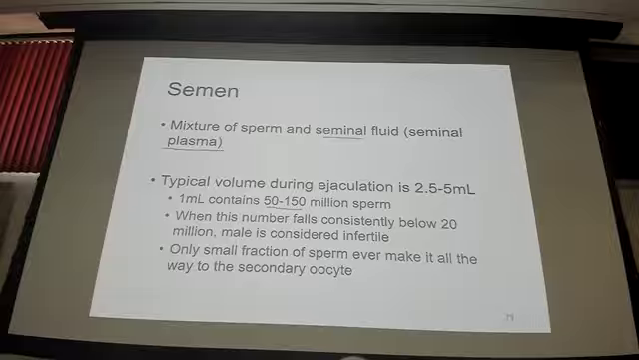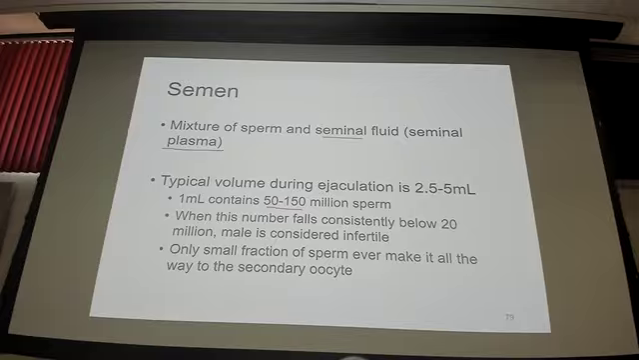They measure, are they swimming in the same direction? Because that is what's supposed to be happening. They're all supposed to be uniformly swimming in the same direction, not bumping around into each other. There's supposed to be enough of them. There's supposed to be enough fluid volume, enough fructose in that fluid. So a lot of parameters come into account when you're checking for male infertility.